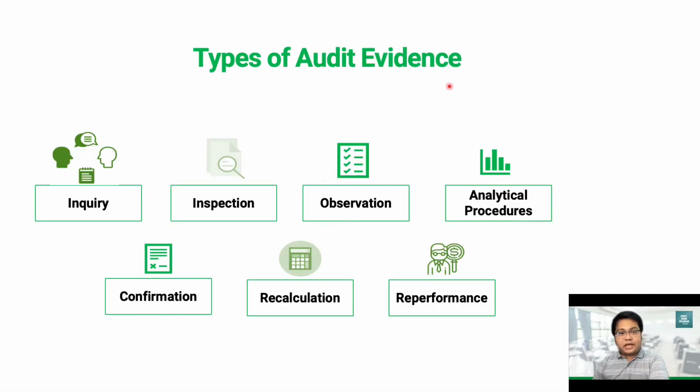Then the different types of audit evidence that we can obtain in an audit. So we have inquiry, inspection, which could be both inspection of documents or physical examination of assets. So we have observation, analytical procedures, confirmation, recalculation, and reperformance. So let's discuss one by one.